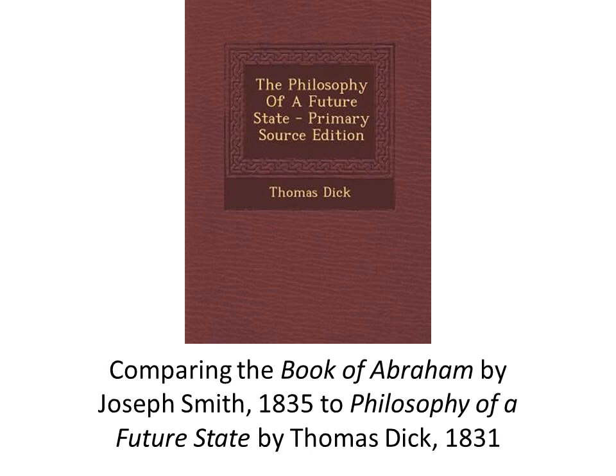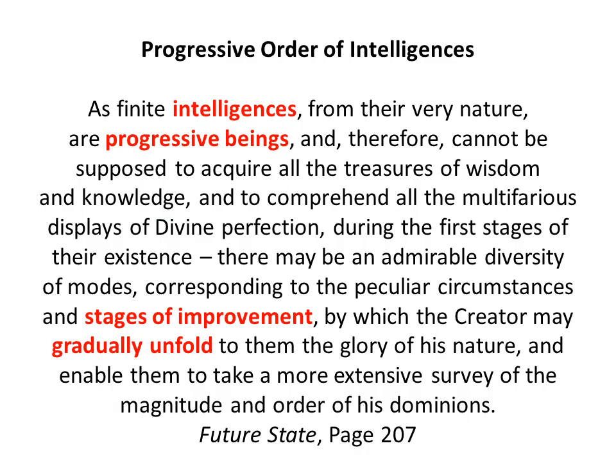We will be comparing the Book of Abraham by Joseph Smith, which came out in 1835, to Philosophy of a Future State by Thomas Dick, which came out in 1831. So comparing the two, to see if Joseph Smith took anything. Okay, the first thing in Future State is the idea of eternal progression, the progressive order of intelligences.